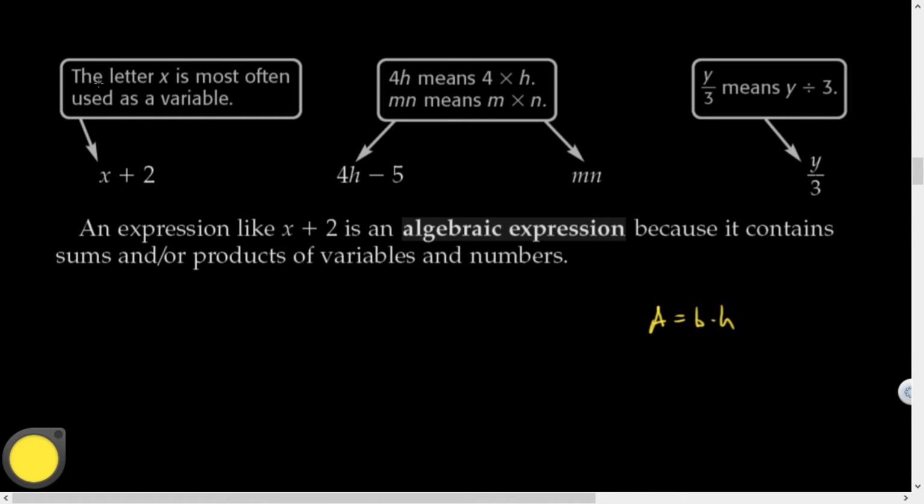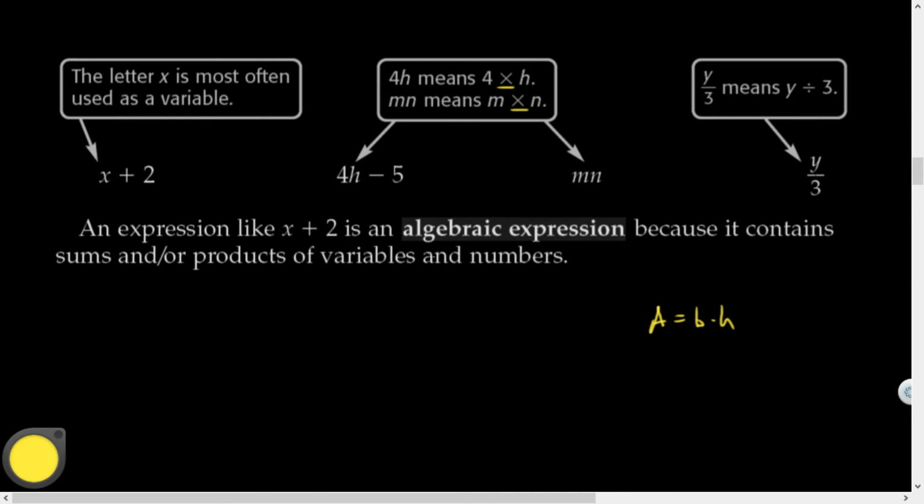But most of the time, the letter X is used as a variable. If there's no operation written between a number and a variable, it's implying that you're multiplying. If you have two variables side by side, that's not a single name like the variable mn. That is two separate variables that are implied to be multiplied. And y over 3 is implying I'm dividing whatever y is by 3.